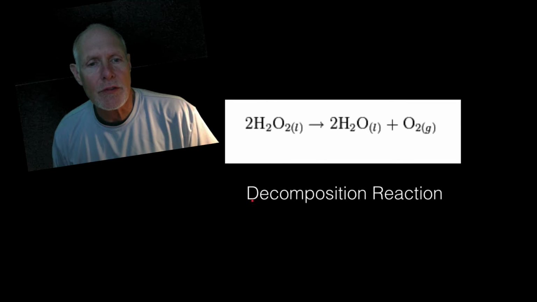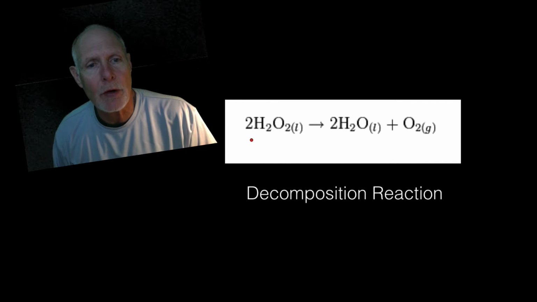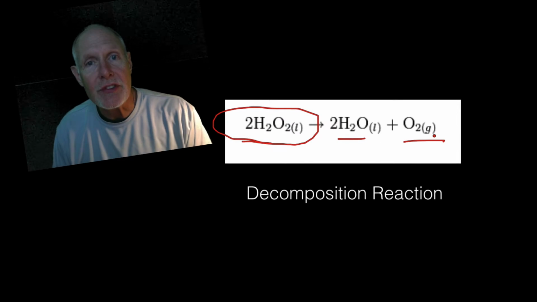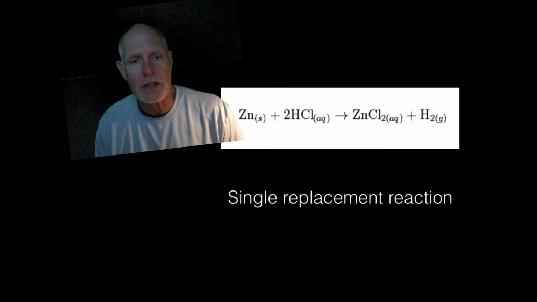Just as the word sounds, we're taking something and pulling it apart, we're decomposing it. In this case, this is hydrogen peroxide, H2O2, and when you pull it apart, we get water and we get oxygen. So that's decomposition. We're taking things apart. That's the second type of reaction.